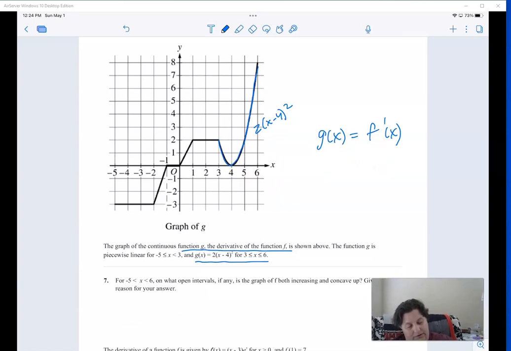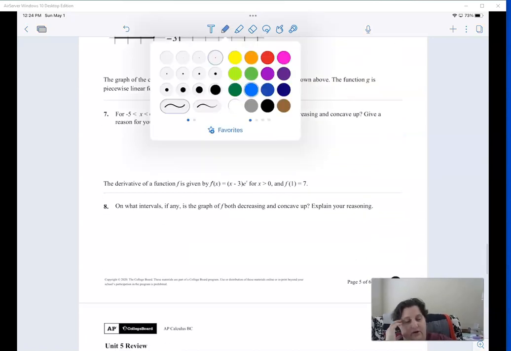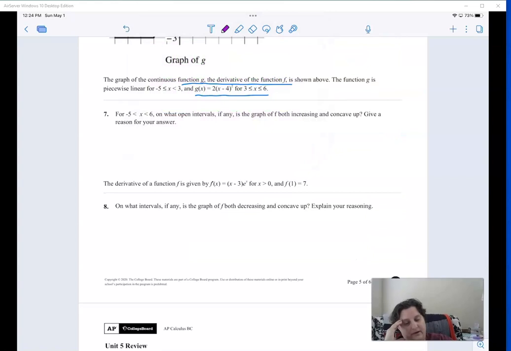Okay, 4, on what open intervals is the graph of f increasing and concave up? Give a reason for your answer. So let's, again, go back to the vocab. Always go back to the vocab. F is increasing if I could show f prime is positive, or anywhere where f prime is greater than 0. F is concave up where f double prime is positive.